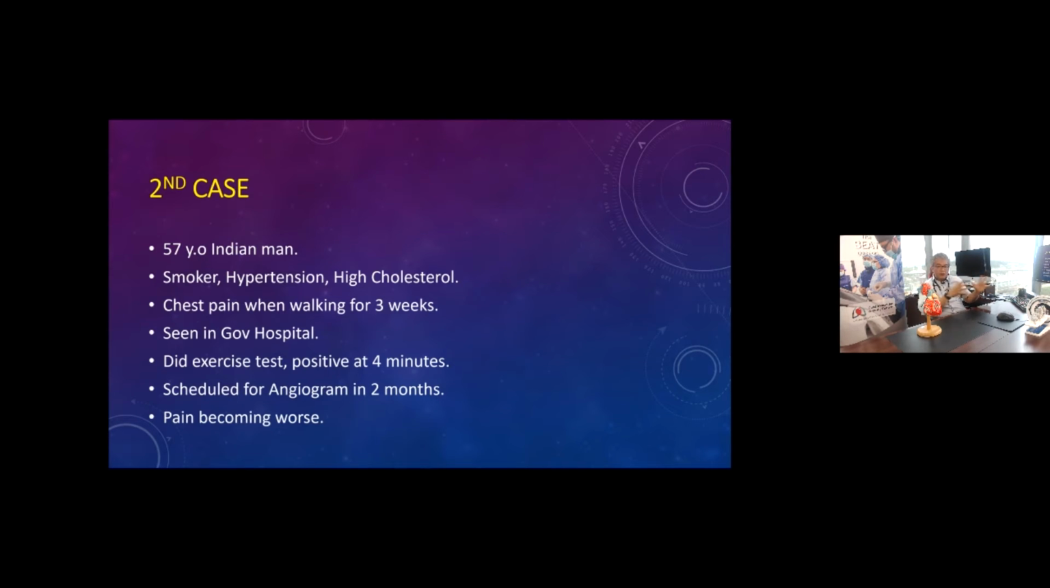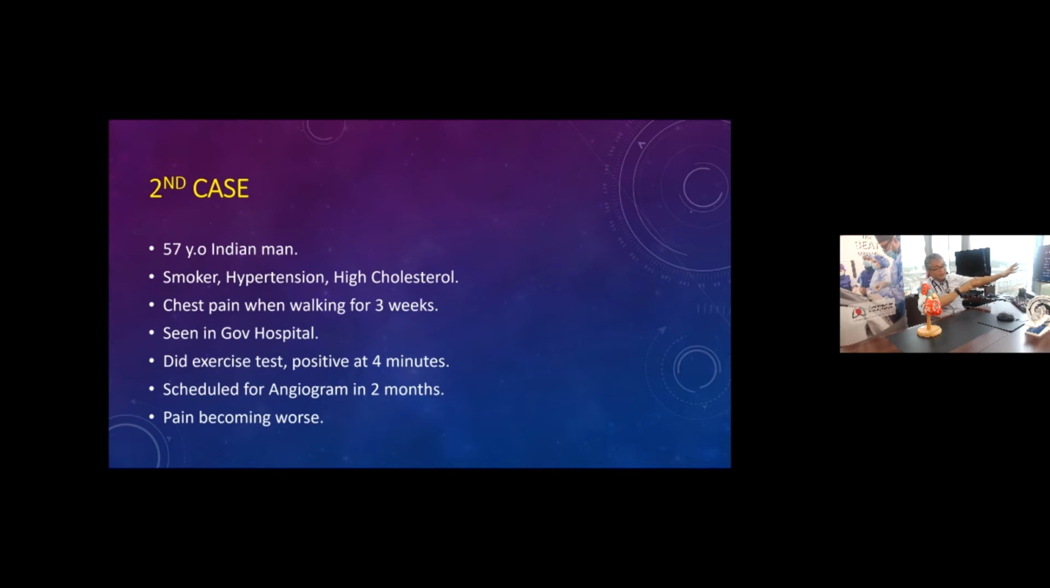He was put on all the correct medicines, but because of the waiting list, he was given an appointment for the angiogram 2 months away, which is not that far actually, quite good. But unfortunately, his pain is getting worse, and therefore he came to see me.